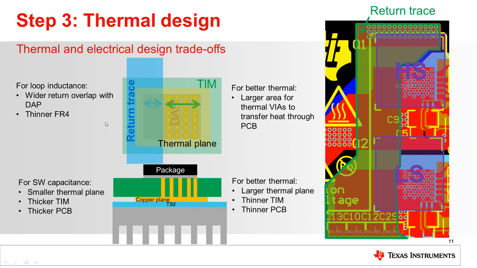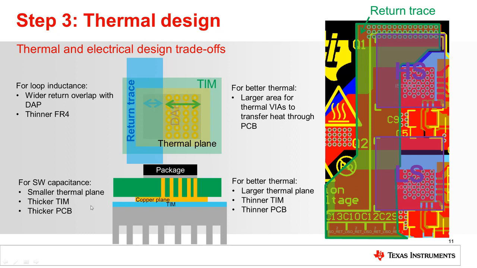However, looking from the thermal performance perspective, we will want a larger area for thermal vias to transfer heat through PCB, which means the return trace cannot be as wide, since these two cannot overlap with each other. Another trade-off comes from the switch node capacitance and thermal performance.